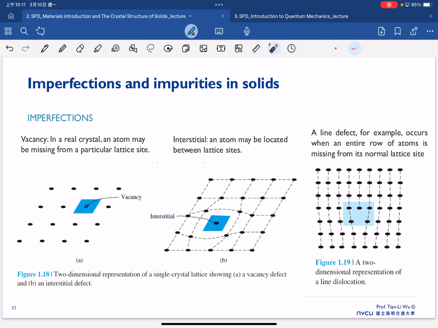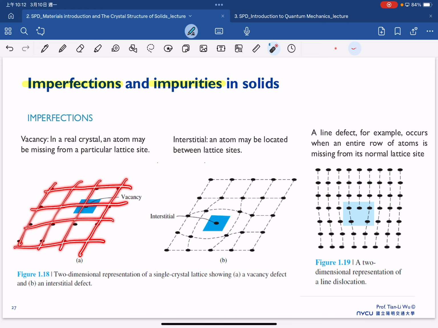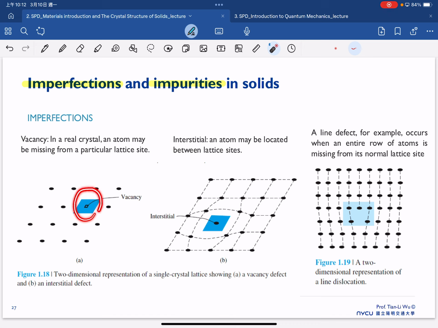Also, if you look at the details of our crystal solids here, in the previous slide, what we talked about is always the ideal case, that every solid has a perfect crystal arrangement. But in reality, we often see there are imperfections and also impurities in the solids. So the idea is, for example, if we have this typical lattice arrangement, but suddenly there's one place where one atom is missing, this is what we sometimes call a vacancy.